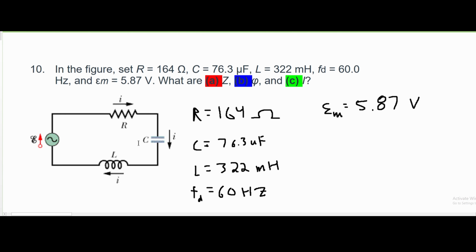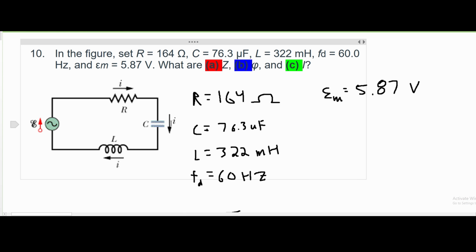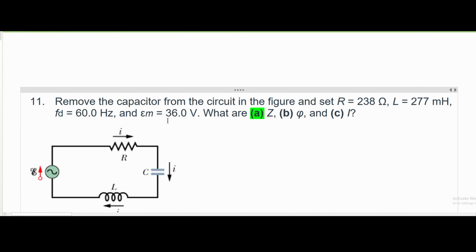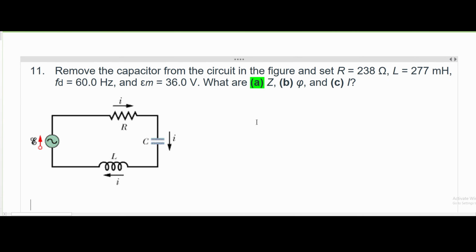This is similar to a previous problem, number 10, where we're given this figure. The only difference is in our number 11, we remove the capacitor from the circuit, so we're not given a C, whereas in problem 10, we were given C. It's important to write down all of our values so we know how to solve this problem.